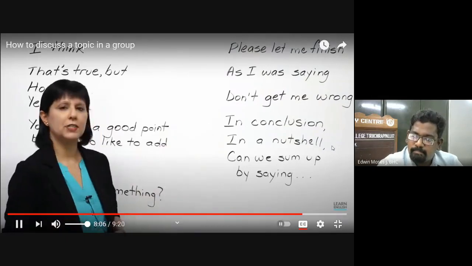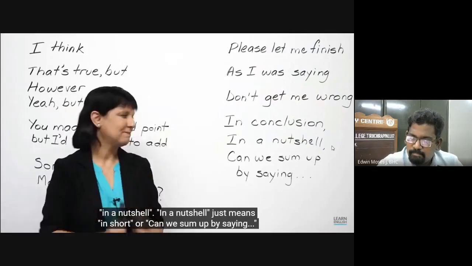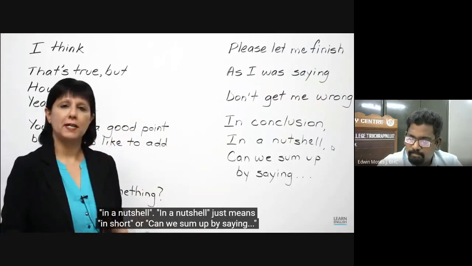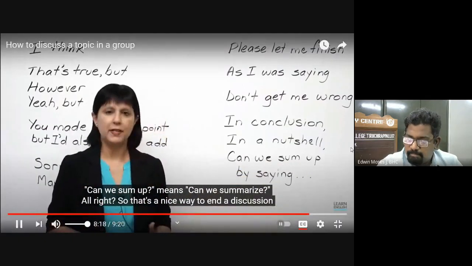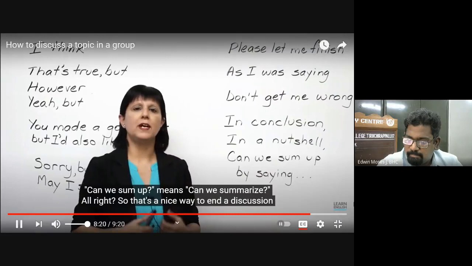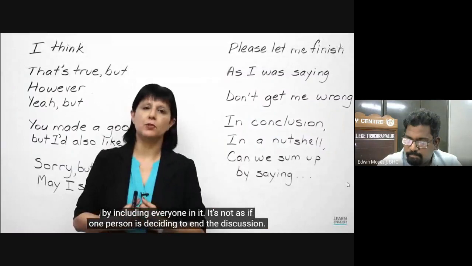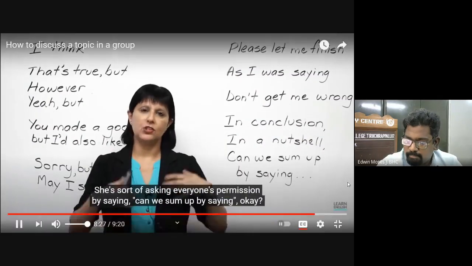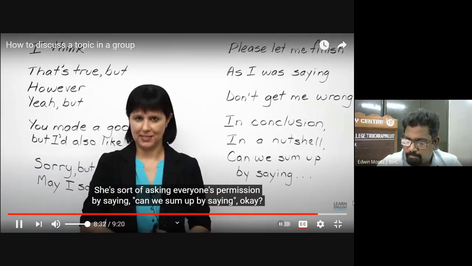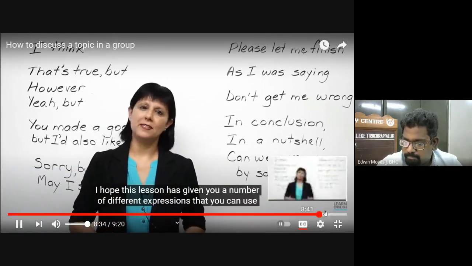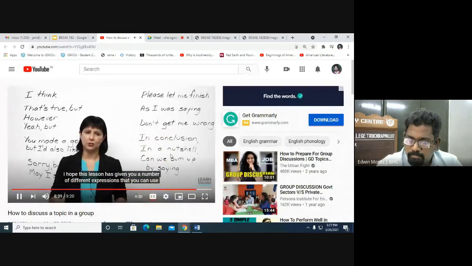Next. "So in conclusion, in a nutshell, can we just sum up by saying that?" The last three phrases were used by Ronnie to end the discussion. In a nutshell means in short. Can we sum up means can we summarize? So that's a nice way of including everyone in it. It's not as if one person is deciding to end the discussion. She's sort of asking everyone's permission by saying, can we sum up by saying?